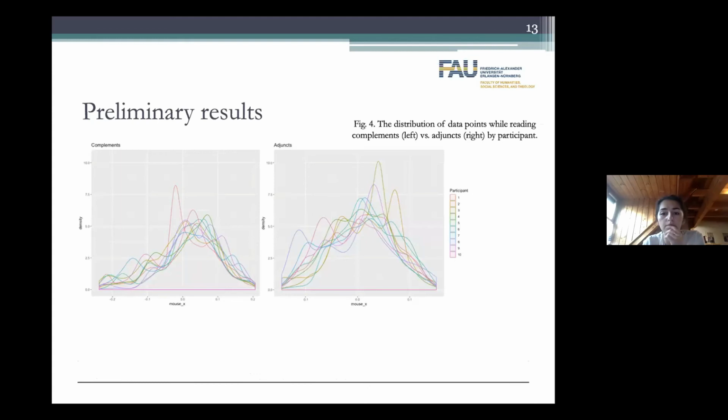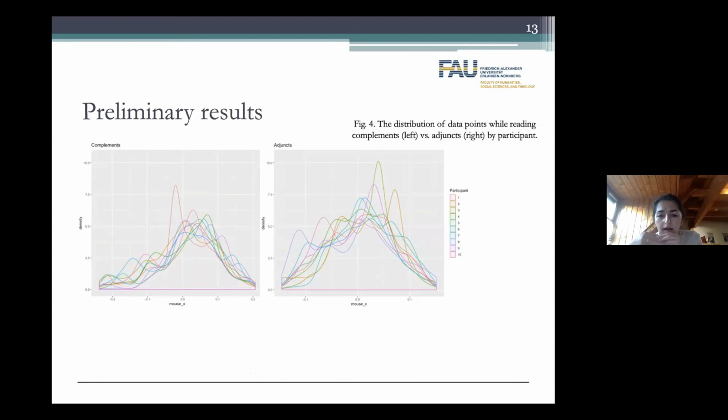And here are the preliminary results, and probably so far all I have. Here we can see the data plotted from the hand movements of 10 participants. On the left, you have complements. On the right, you have adjuncts. These are density plots. They don't directly tell you the time or how much time the participants spent reading certain items, but they can be directly translated into time.